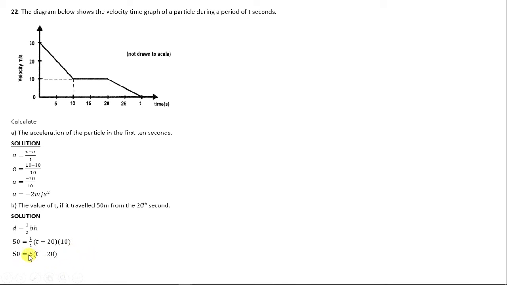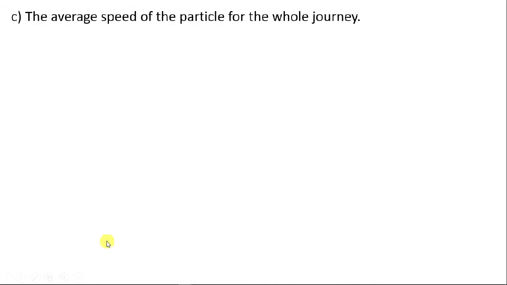If you expand this, 5 times t will give us 5t. 5 times negative 20 will give us negative 100. If you divide the whole equation by 5, you are going to end up with 10 is equal to t minus 20. Transpose the negative 20, it will become a positive. So our time is equal to 30 seconds. That is our answer. We continue.